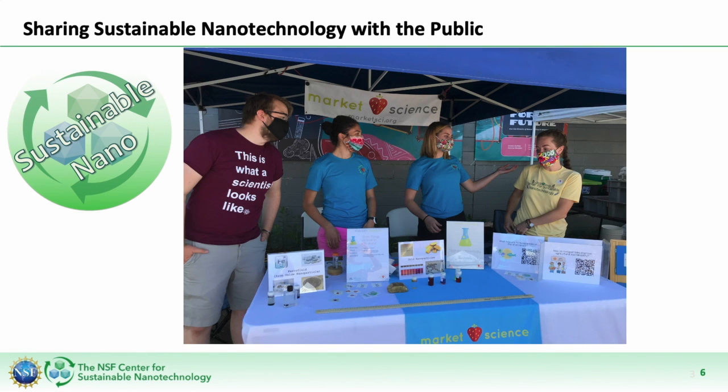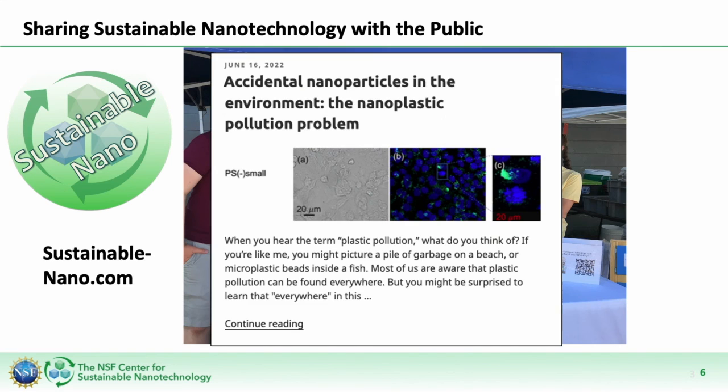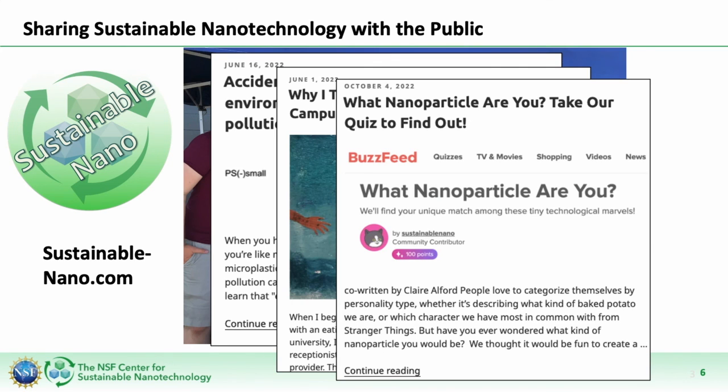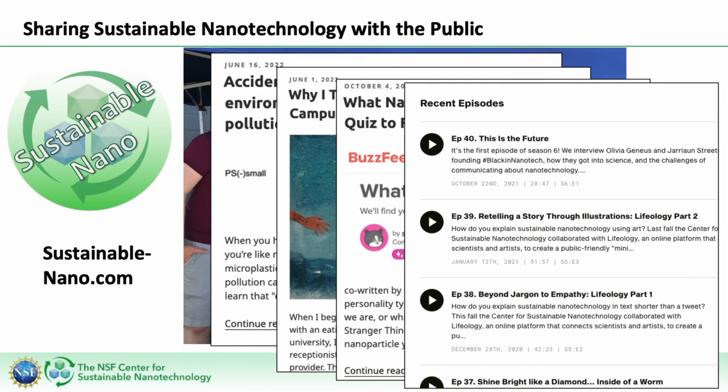And we cover all kinds of topics related to sustainability and nanotechnology. Here's one example post from this summer about nanoplastic pollution in the ocean. Some other posts are more about the experience of being a scientist, like this one, advocating for graduate students to take care of their mental health. Some of our posts are more fun or silly, but still informative, like this one just came out recently, where the students created a BuzzFeed quiz and wrote up a thorough and hilarious personality description that corresponded with 10 different kinds of nanoparticles. And finally, in addition to the blog, we also have the Sustainable Nano podcast, which has been on a bit of a hiatus during the pandemic, but we're working to bring it back here in the fall of 2022.